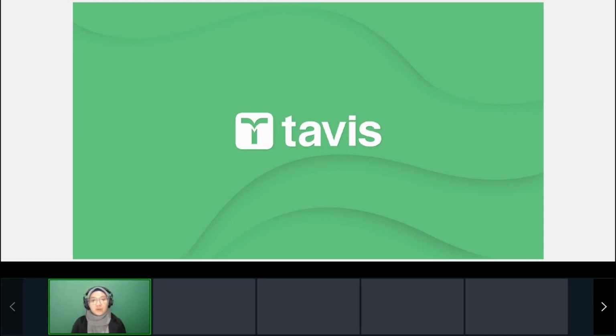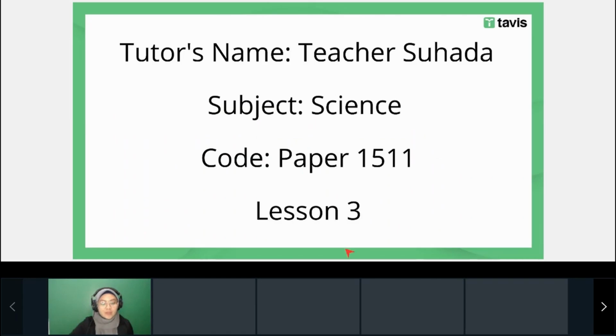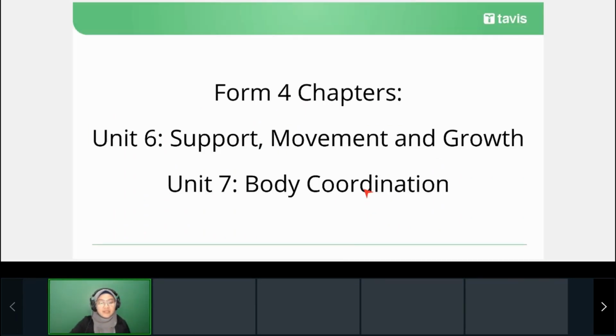So for your information, we are going to cover all of the topics that you learned during Form 4 until Form 5, which comprises 21 topics within these 10 days. So please bear with me. In lesson one, I already covered topic one until topic three. Yesterday, I covered topic four until topic five, which is the mitosis and meiosis chapter. Today I'm going to cover a topic from chapter 6 and a topic from chapter 7.